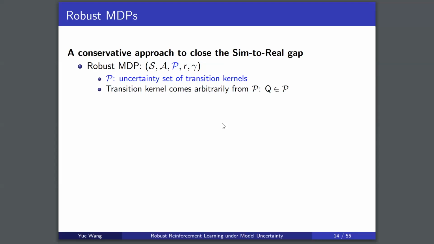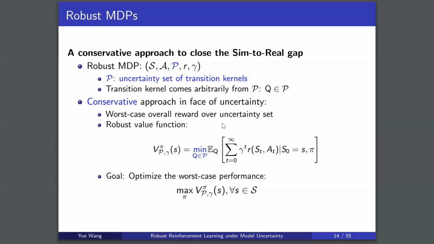Well, actually, robust reinforcement learning, or the robust MDP, is very related to the non-robust ones. The only difference is that in the robust MDP, we now have an uncertainty set of transition kernels instead of a specific transition kernel. At each time step, the environment can transit to the next state according to an arbitrary transition kernel belonging to this uncertainty set. Since the transition kernel is uncertain, we take a conservative approach in face of such uncertainty. It means that we are considering the worst case of our reward over the uncertainty.